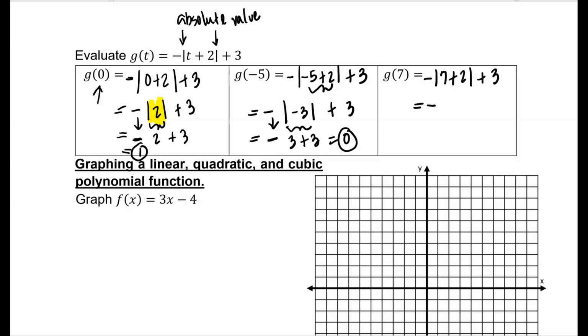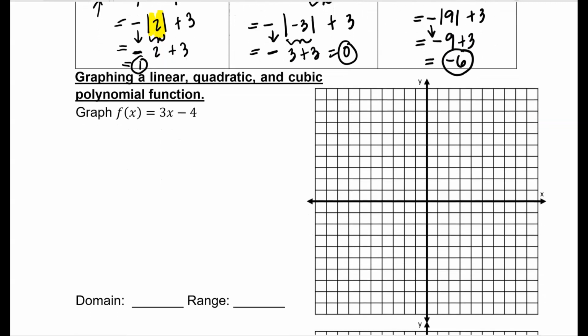So we have negative, then we have absolute value of 9 plus 3. We have equals negative 9. What's the absolute value of 9? Just 9, but we had to drop the negative that was in the front, plus 3. So the final answer is negative 6.